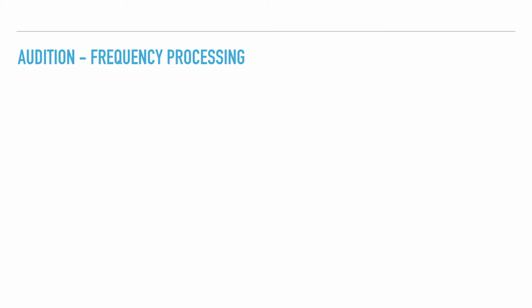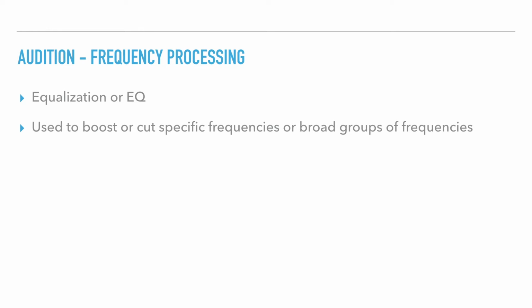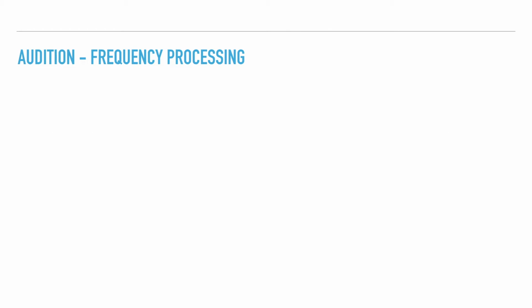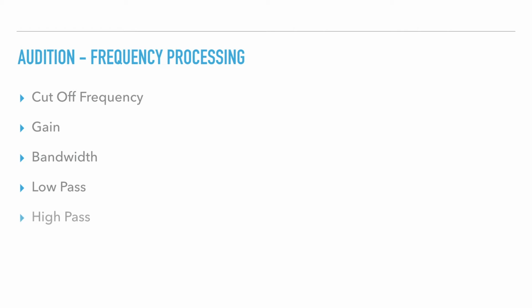Frequency processing refers to equalization or EQ. It's used to boost or cut specific frequencies or broad groups of frequencies, and it can be used to make extreme changes to frequency spectrums or very subtle changes. Some of the things we'll take a look at are the cutoff frequency, gain, bandwidth, low pass, and high pass filters.